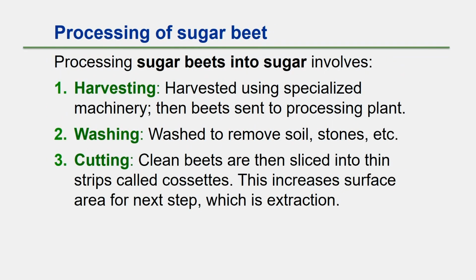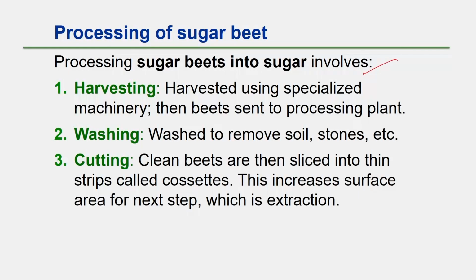Now, we go to the next part of this lecture, which is processing of sugar beet. So, several value added products can be made from sugar beet. The main product is the root, beetroot, and this beetroot can be used to extract the sugar. That is the basic purpose of growing sugar beet. So, let us check how this sugar can be produced from sugar beets. What are the different steps? So, processing sugar beets into sugar involves harvesting. First of all, we need to harvest the crop.